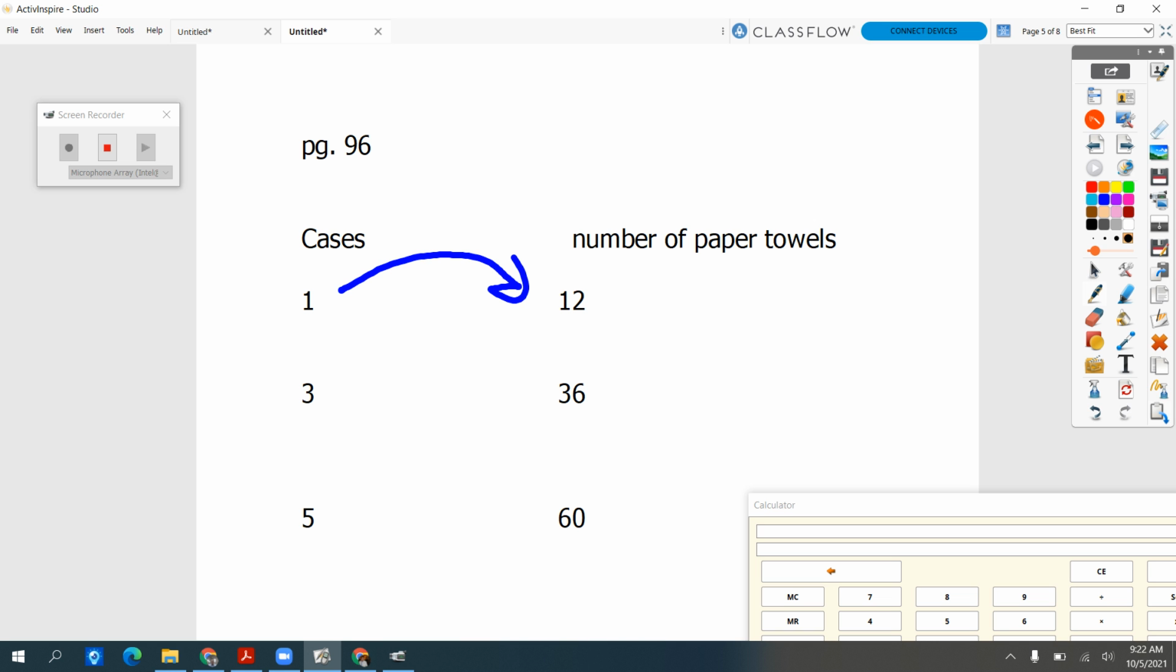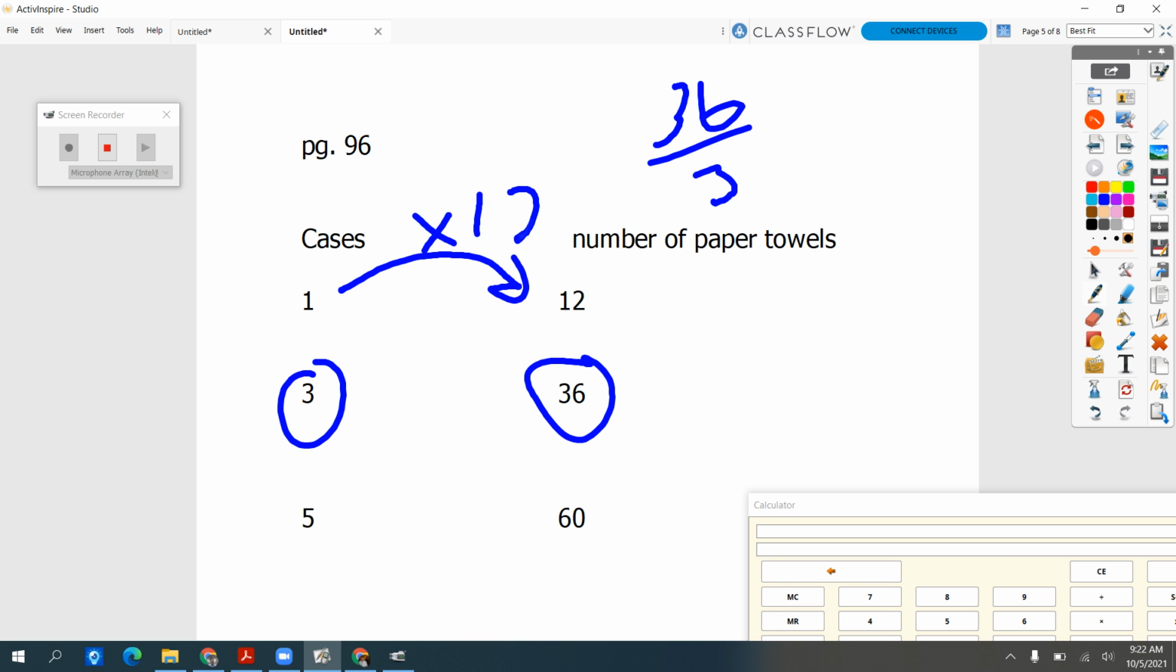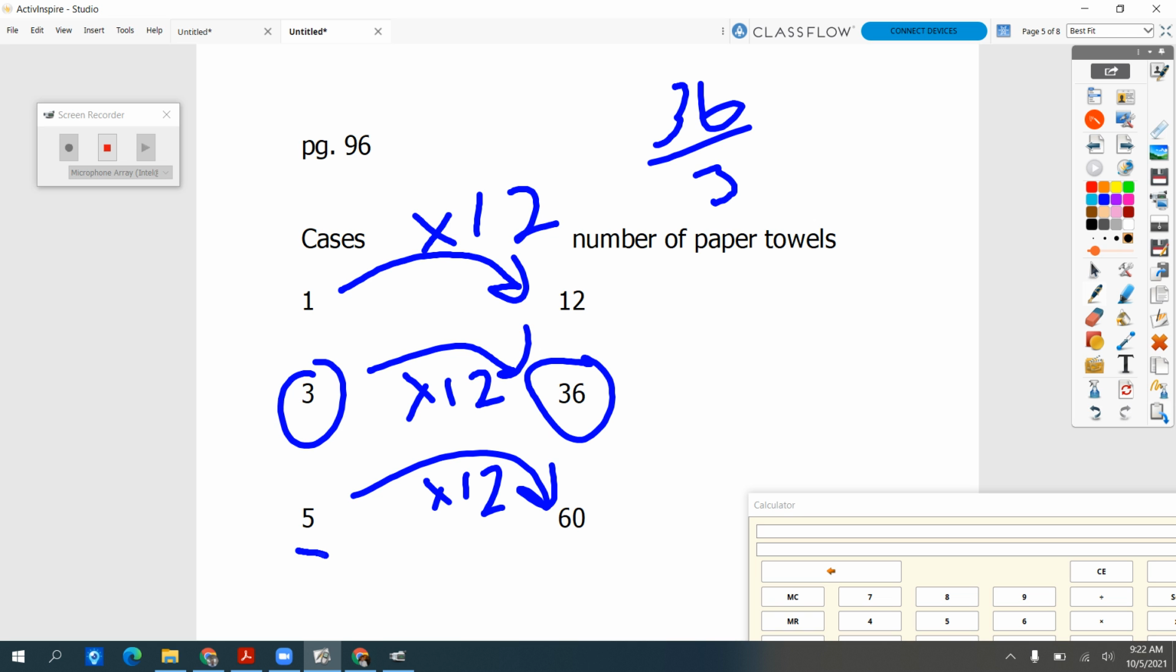Now, if you can't figure it out, you can always take this number and divide this number, like 36 divided by 3, or 12 divided by 1. Either way, you're going to get an answer of 12. So that shows you across every single time you're multiplying by 12. It means that every time you have a case, there's 12 paper towels. So if I told you there were 7 cases, you could just multiply by 12 and get the new number of paper towels. So that's one way. You can always go across.